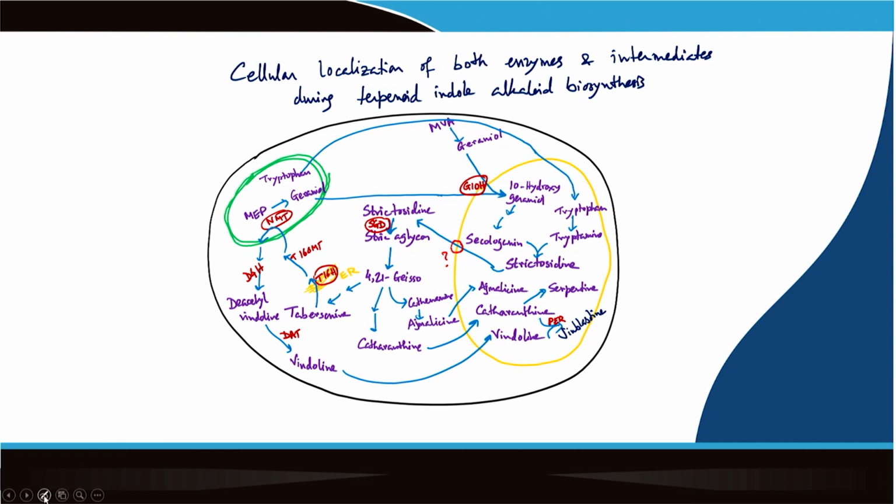So, now let us define. This is basically the chloroplast, this is the cytoplasm, this is the endoplasmic reticulum, and this one is the vacuole. So, this is in brief the cellular localization of both enzymes and intermediates during terpenoid indole alkaloid biosynthesis.